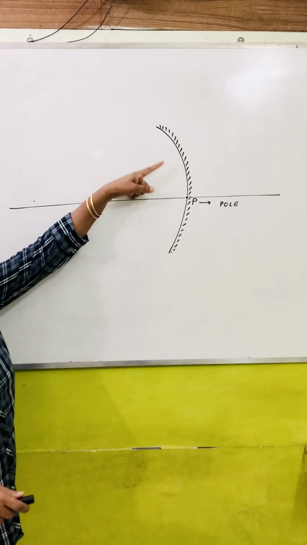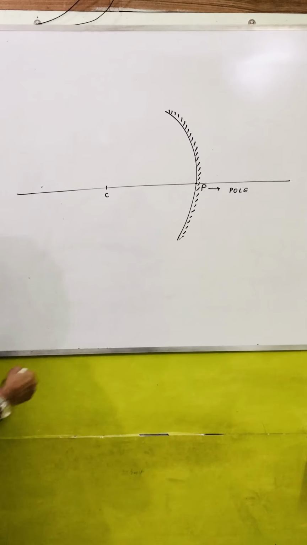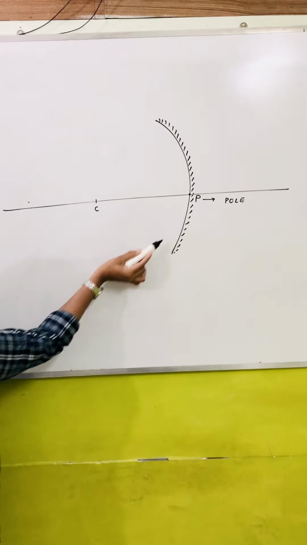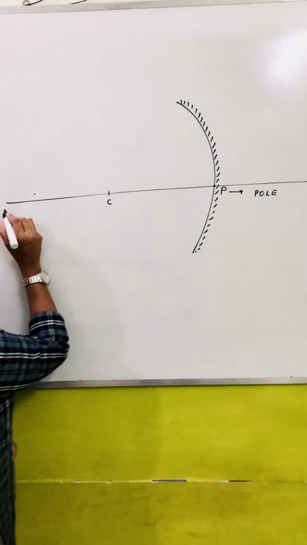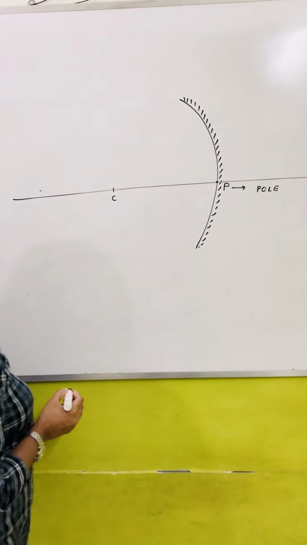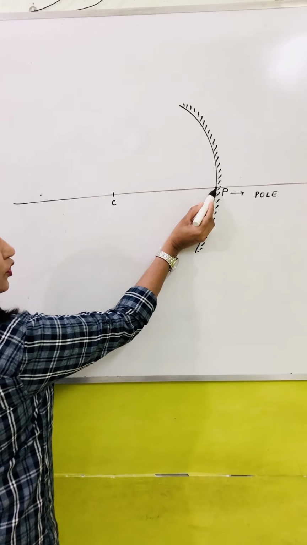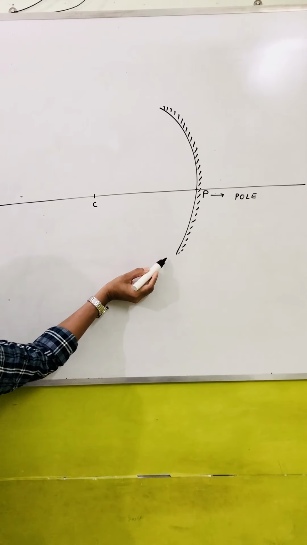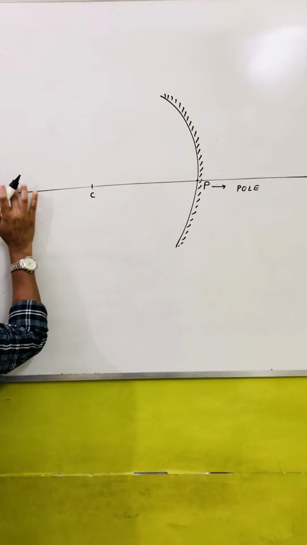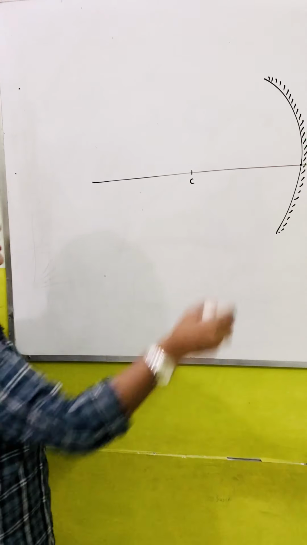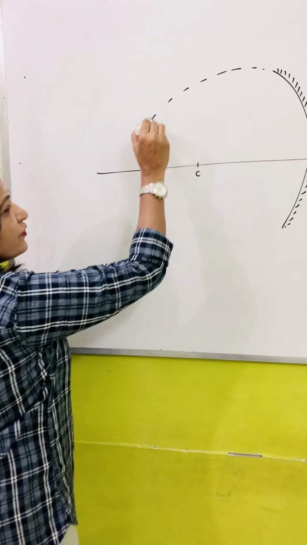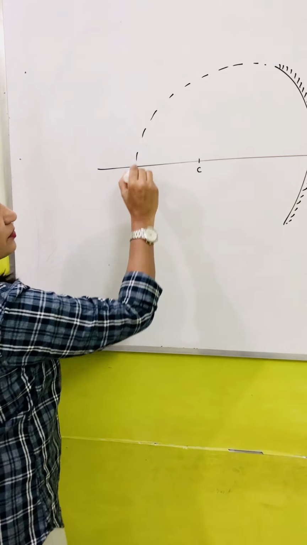A concave mirror is a spherical mirror whose reflecting surface is the inner curved surface and the outer bulging surface is the polished surface. This is an imaginary straight line which passes through the pole. The pole of a mirror is the geometrical center of the aperture, and this imaginary straight line is known as principal axis. This one is the center. Center of what? It is the center of the sphere of which the mirror is a part. Because every spherical mirror is actually a part of the sphere.